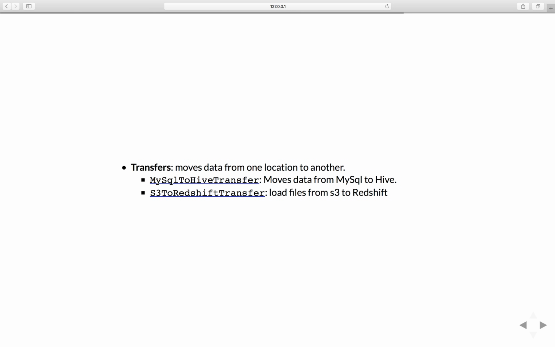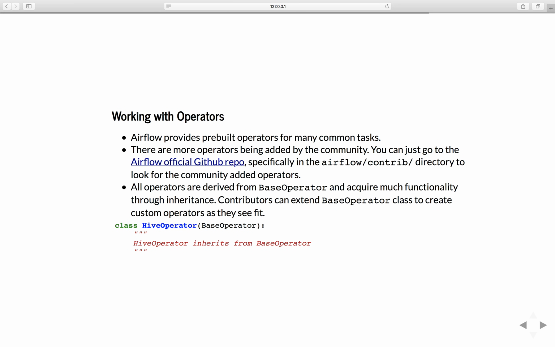Transfer is the final operator category, which is used to move data from one location or one system to another. We have two transfer operators here. The first one is the MySQL to Hive transfer. The name is self-explanatory. This one is used to move data from MySQL to Hive. And the S3 to Redshift transfer operator is used to load files from AWS, Amazon Web Services S3, to Redshift.